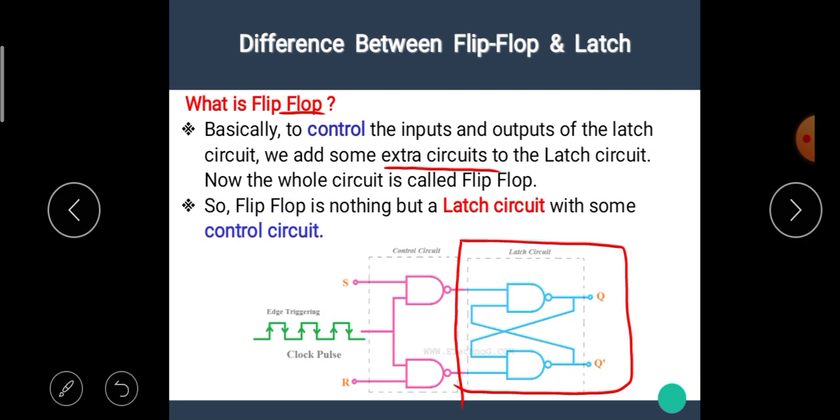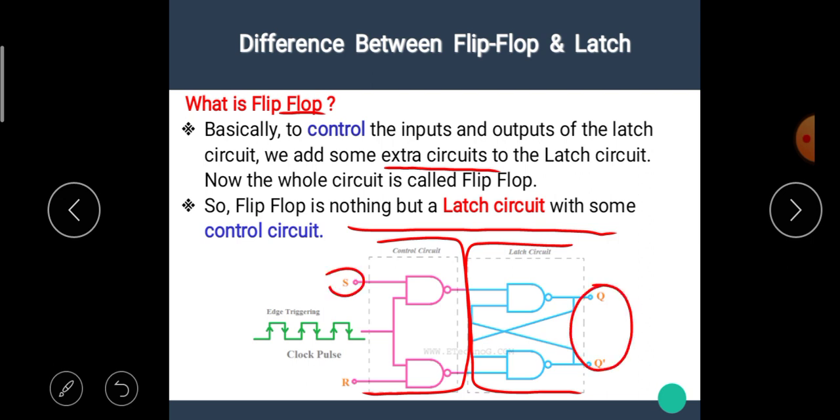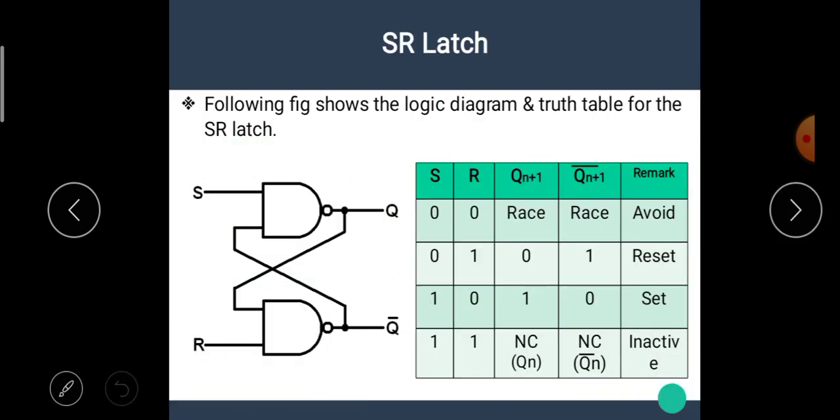But in a flip-flop, a latch circuit is connected with a separate control circuit. This total arrangement is called a flip-flop. The output of the flip-flop depends on the binary inputs as well as on a clock signal. Hence, the flip-flop is slower than the latch circuit. I hope you all understand the difference between latch and flip-flop.